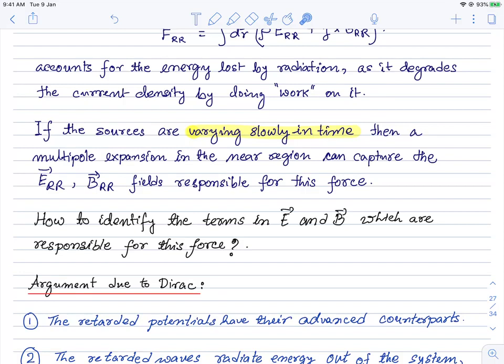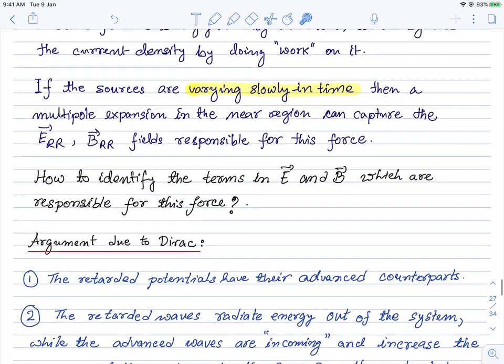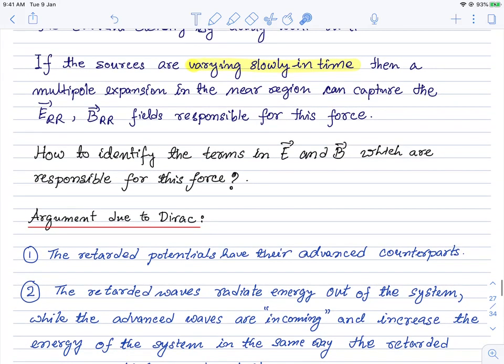That will not, of course, include all the terms in the fields and the potential. All the terms will not be responsible for reducing the energy of the configuration. So you have to carefully isolate only those terms which are responsible for reducing the energy of the configuration in the near field region, near the sources.